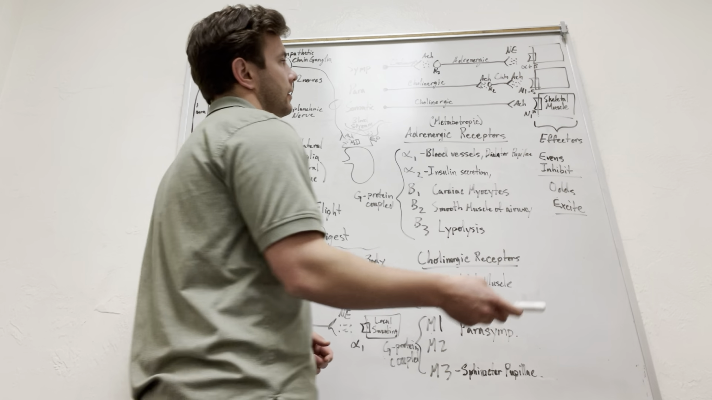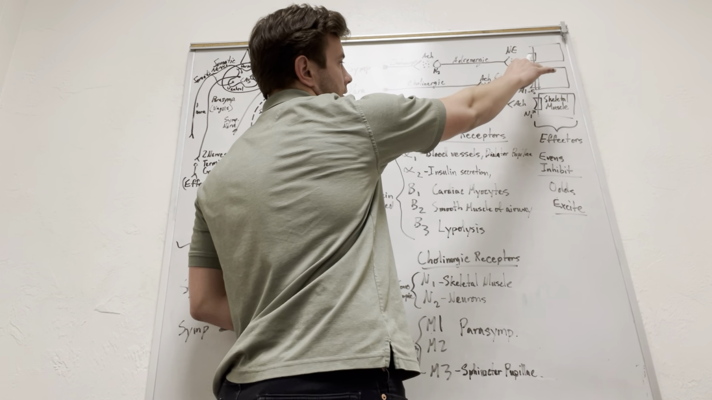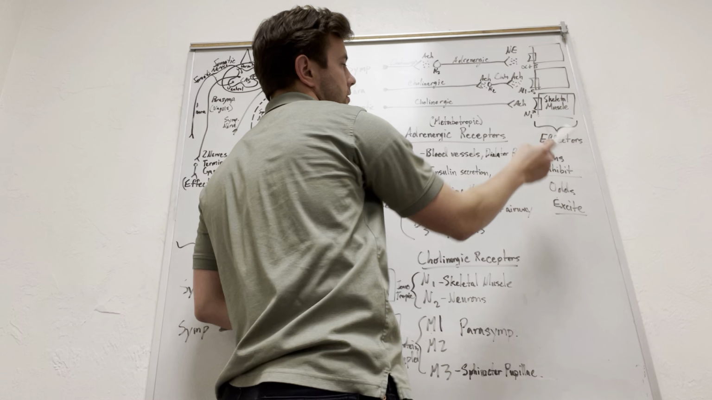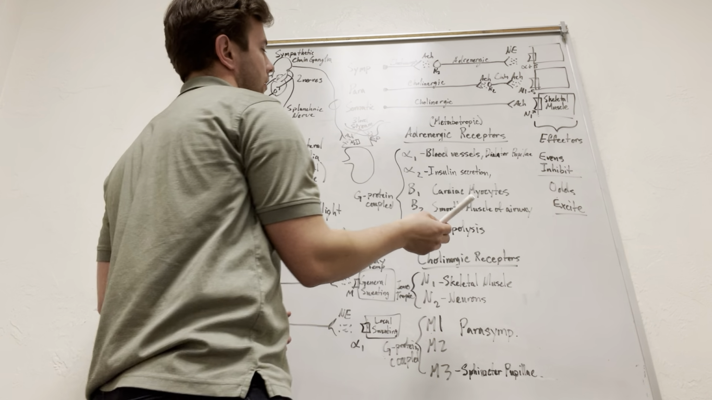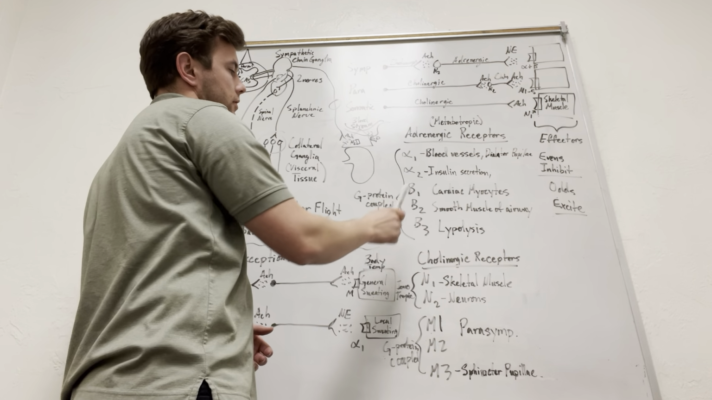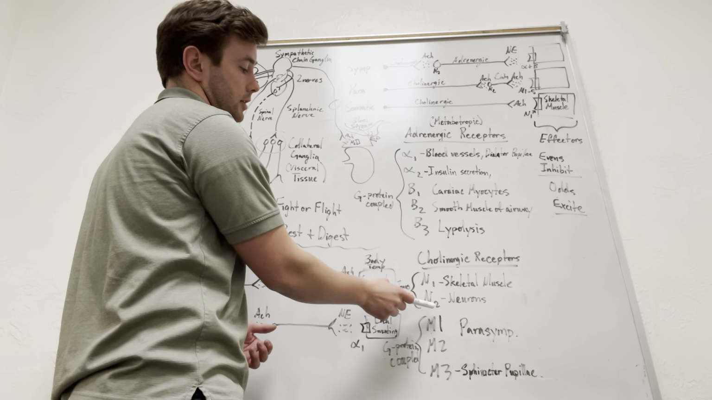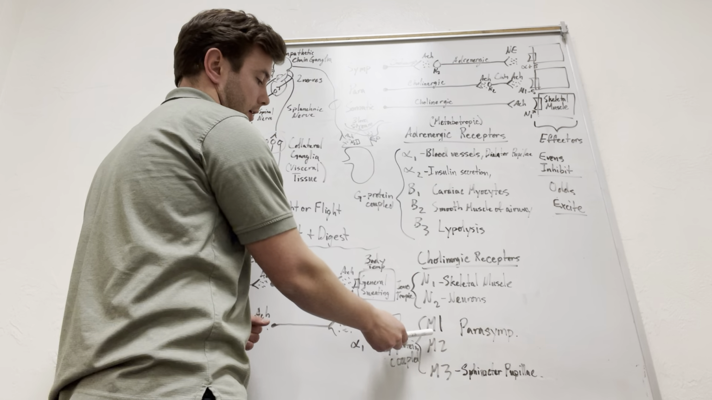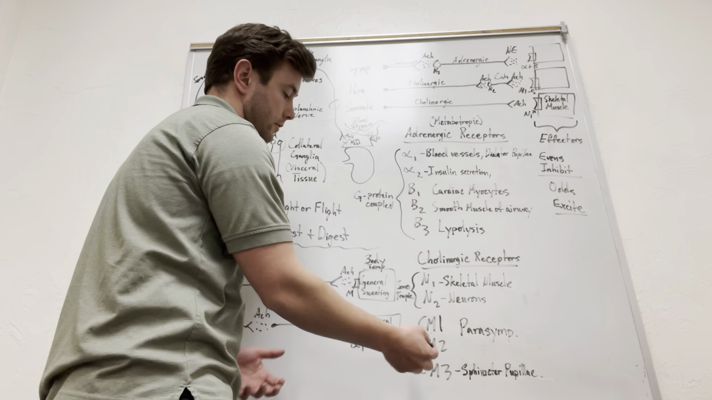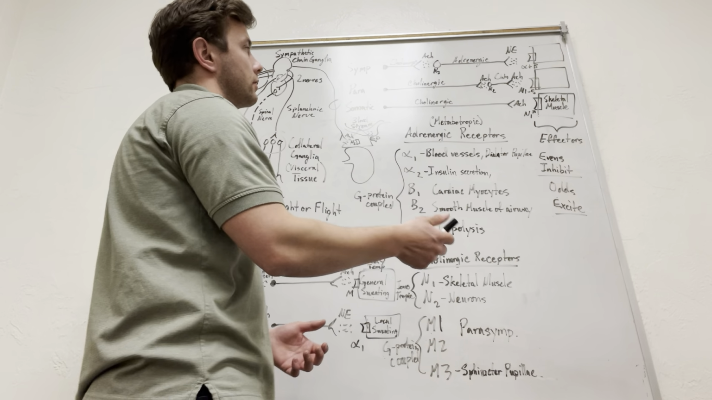That said, each of these receptors has a number associated with it. For alpha, you have 1 and 2. For beta, you have 1, 2, and 3. Nicotinic 1, nicotinic 2, muscarinic 1 through 3. There's 5, but we're just focusing on 1 through 3 today.